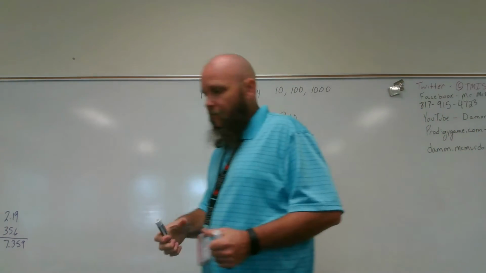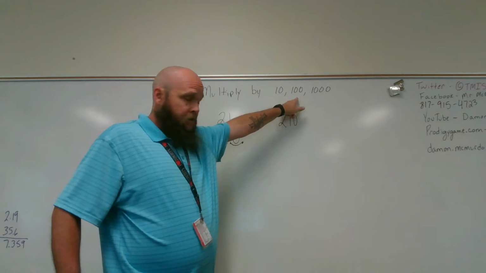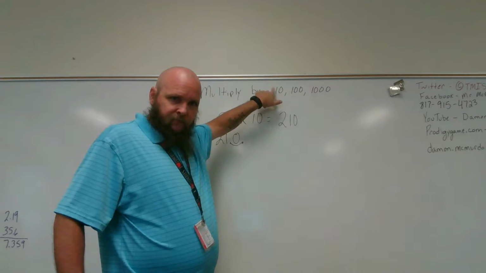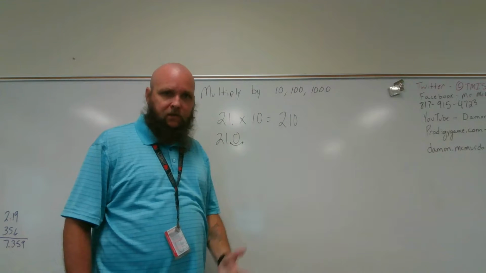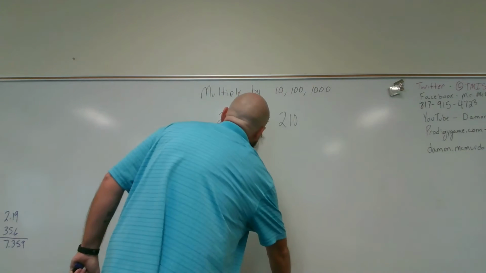Which is where we get it. If you multiply by 1,000, 3 to the right. 100, 2 to the right. You just move the decimal point to the right, the same as there are a number of zeros. Let's do a couple examples here.